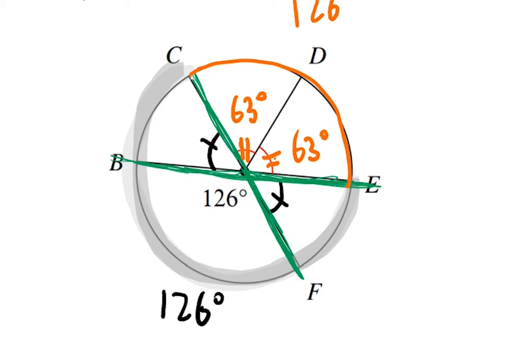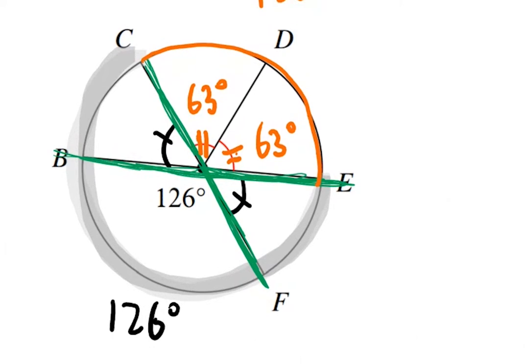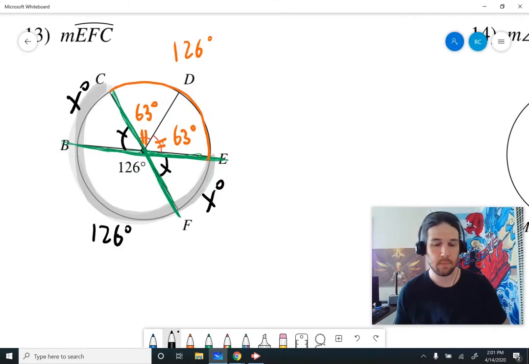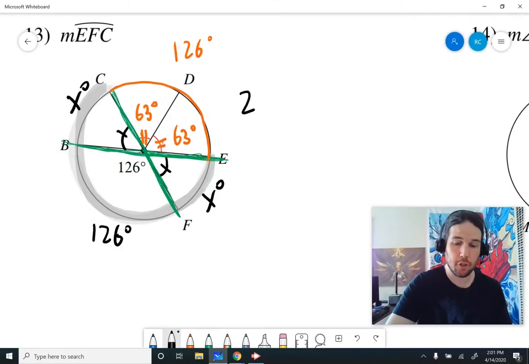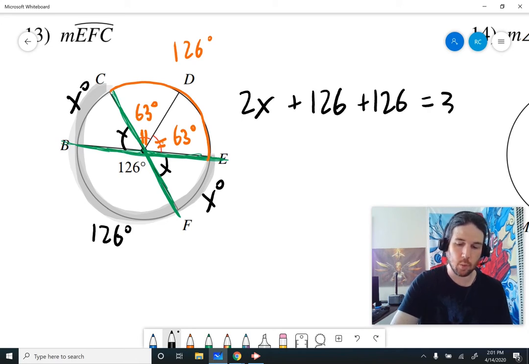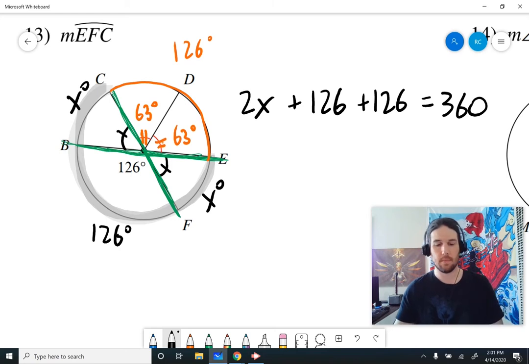And now that we know that, we can again add up to 360 to figure out what these two are. And this time I will set it up algebraically for those students who prefer that. So I'm going to call each of these x degrees. And I'm going to say 2x, because there are 2 of them, plus 126 plus 126 equals 360. 126 plus 126 is 252.